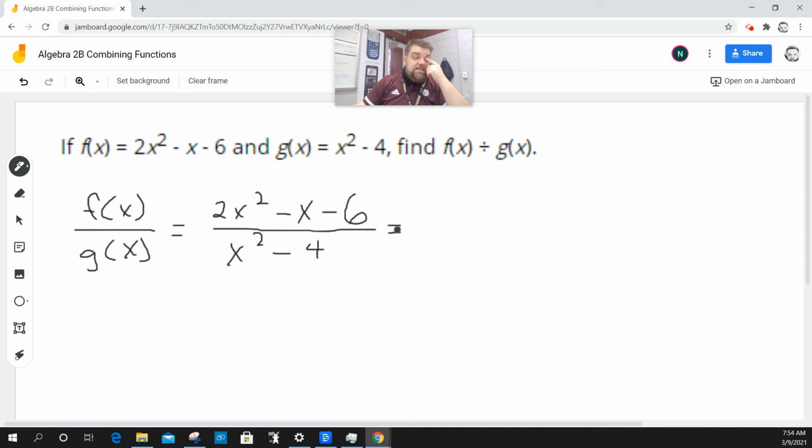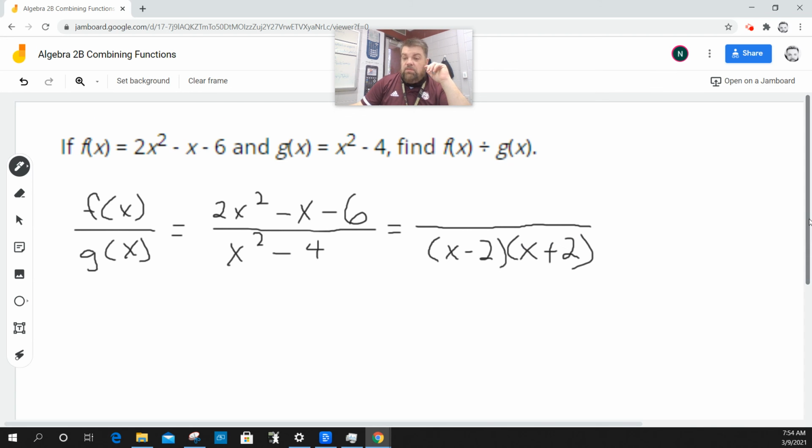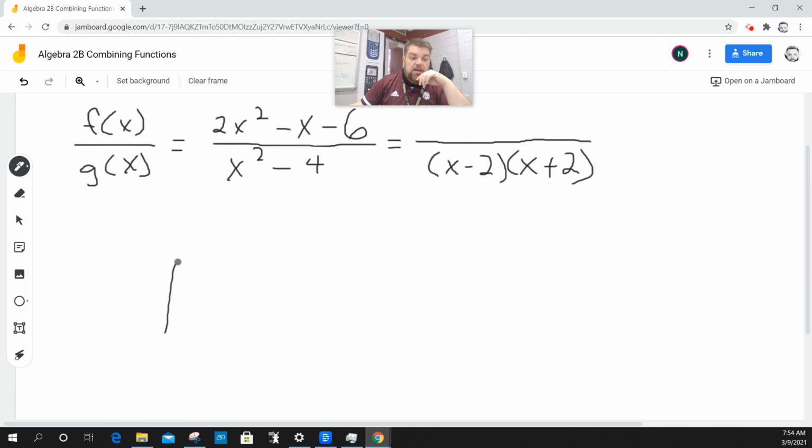Now, when we simplify fractions, we've never talked about this before, but really what we do is prime factorization. And so we need to factor these two quadratics. Well, the bottom one, I know off the top of my head, is a difference of squares. In other words, it's x minus 2 times the quantity x plus 2.